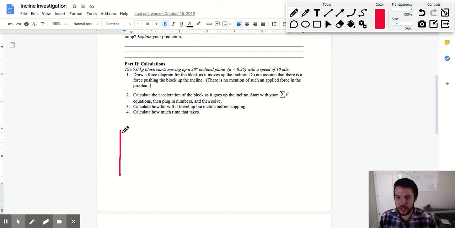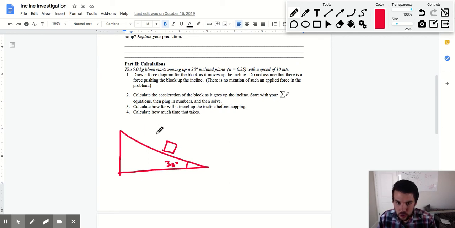So first of all, we've got an incline here. It's a 30-degree incline, and we've got this block, but the block is moving up the incline. Now, there's nothing pushing it up the incline. It just already had a speed going up the incline. So don't draw a force up that incline. And we want to make sure we remember the rule: just because something's moving a certain direction doesn't mean that it has a force pushing it in that direction.